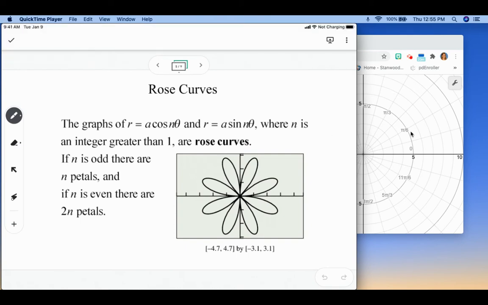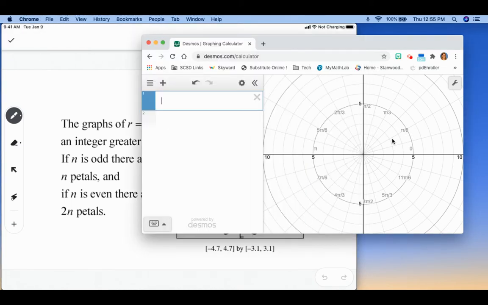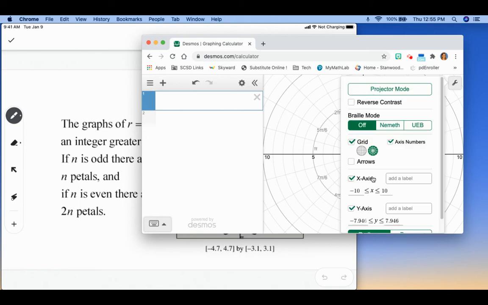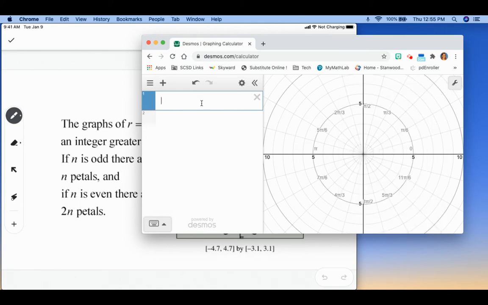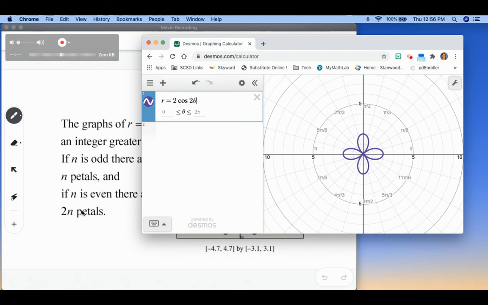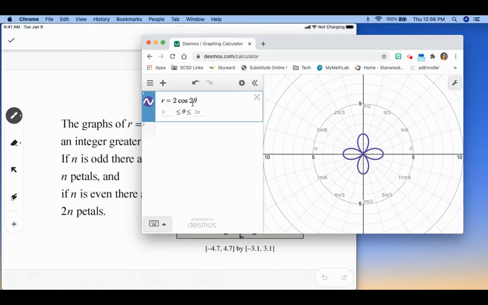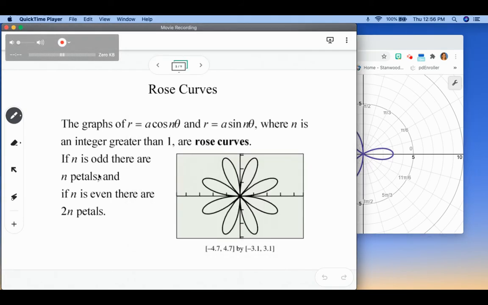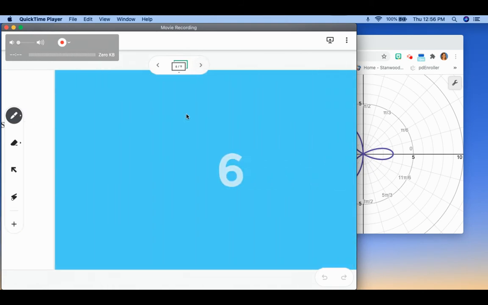So we have rose curves. If we wanted to graph rose curves, again, I have my settings set to polar coordinates. So I could graph r equals 2 cosine of 2 theta. And this says that if n is even, then there are 2n petals. So I put 2 in there, and you can see there are 4 petals. If n is odd, then there are n petals. So I put a 3 in there, and you can see there are 3 petals. So that is rose curves.